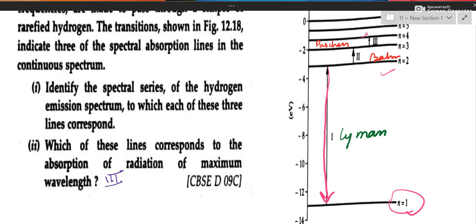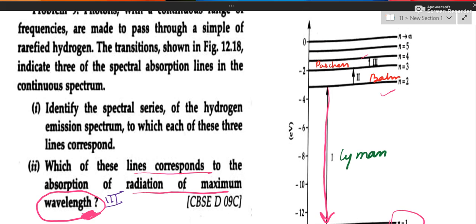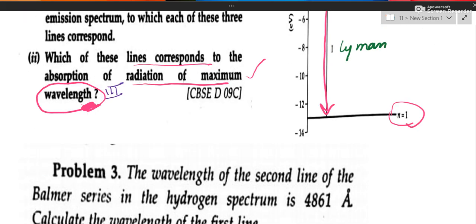Okay. So which of these corresponds to the absorption of radiation of maximum wavelength? Again, for maximum wavelength, energy difference has to be minimum. Energy difference will be minimum if the energy states are very close. So here energy states are very close. Okay, for this transition, you can see energy difference is least, so wavelength will be maximum.